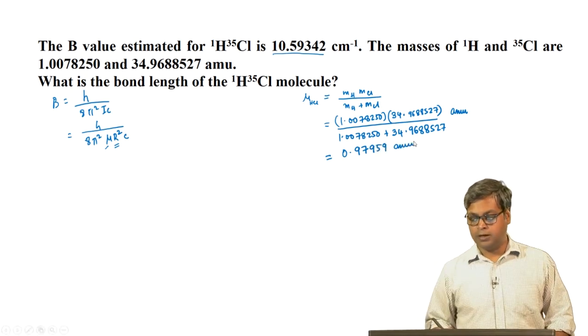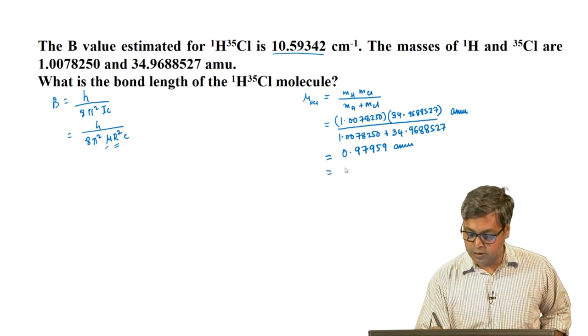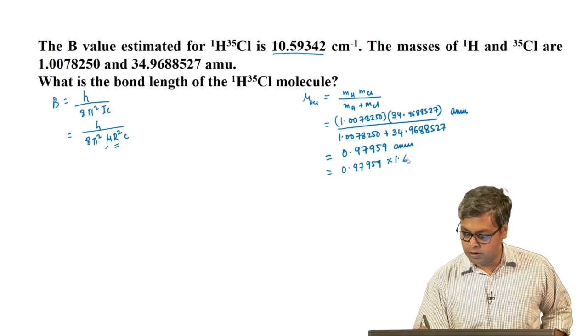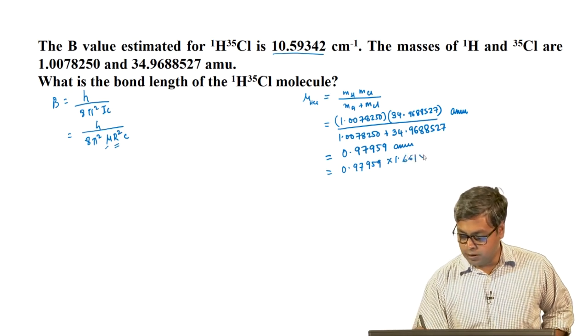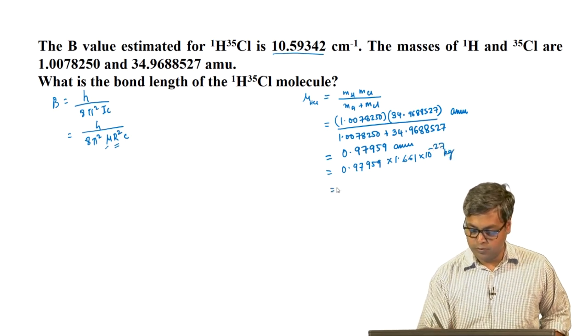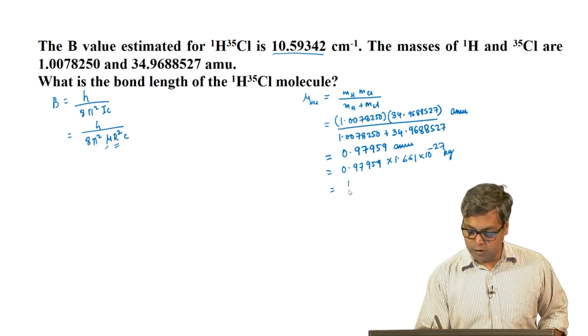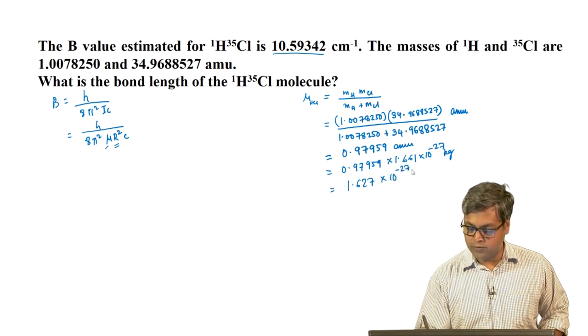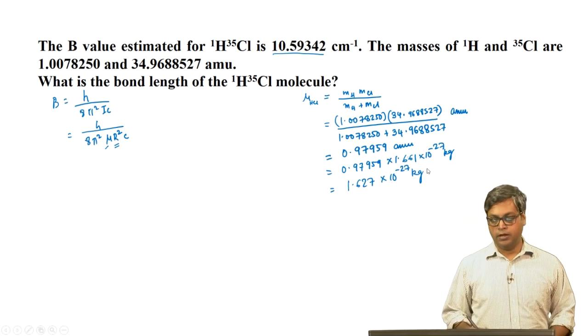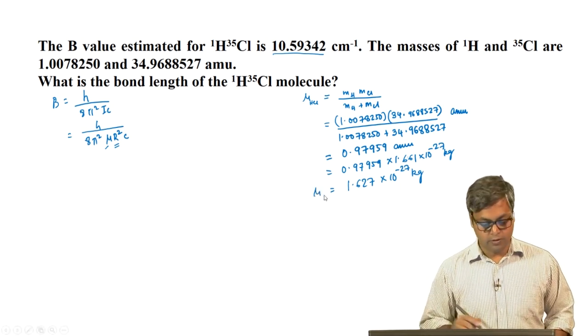If you do this, you get the answer as 0.97959 AMU, and in kilograms we can write this as 0.97959 times 1.661 times 10 to the power minus 27 kilograms. So, that is 1.627 times 10 to the power minus 27 kilograms. So, this is our reduced mass.